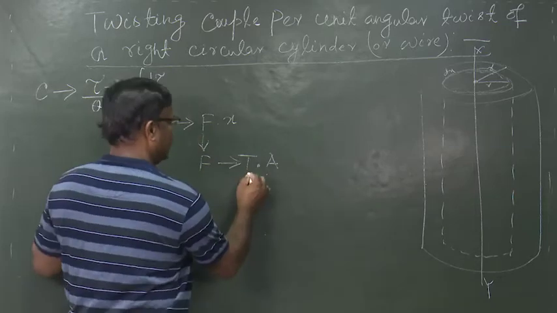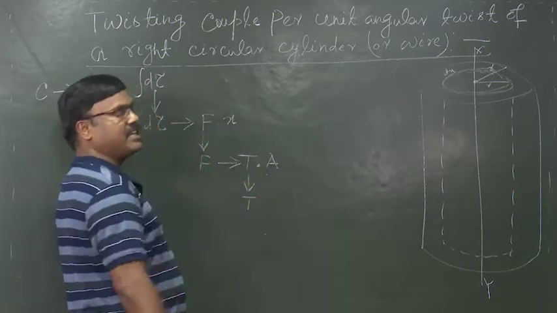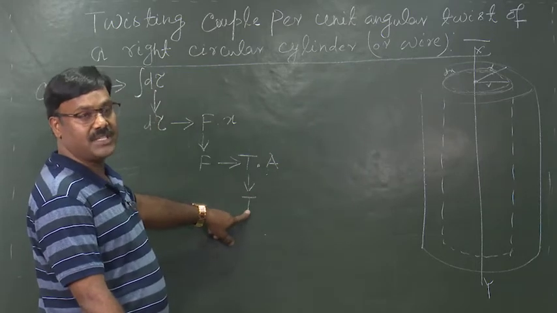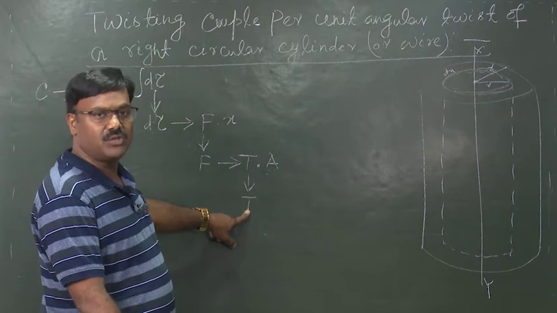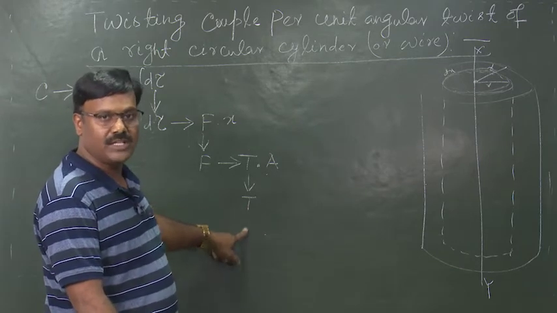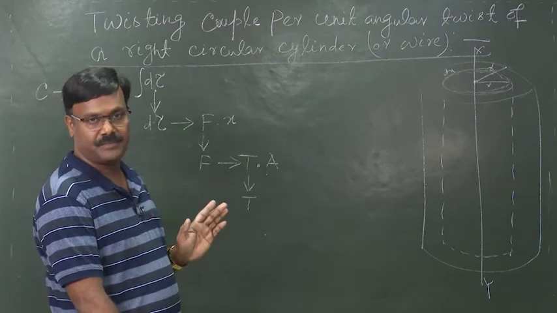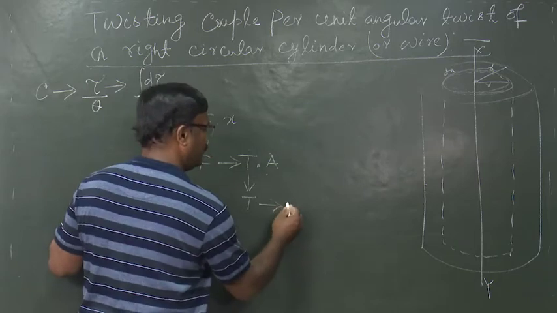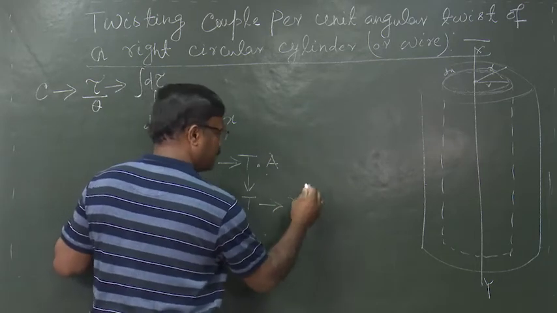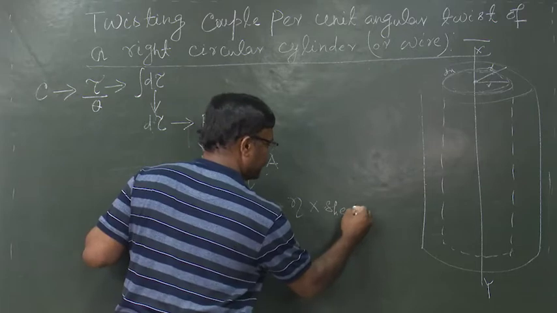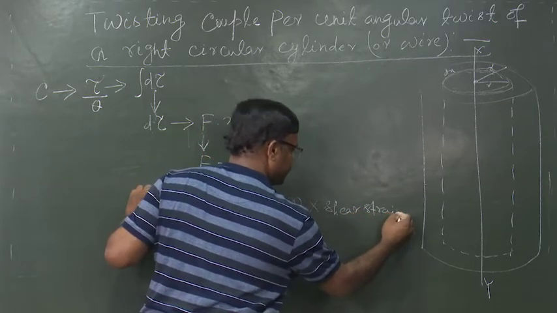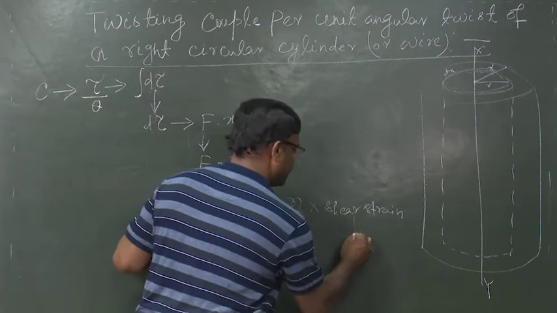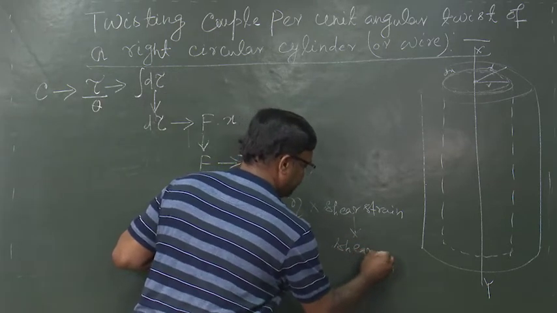To do this, now we have to find out the stress tau. Then what does stress mean? We know that rigidity modulus of elasticity is equal to stress by strain, and stress will be equal to rigidity modulus into shear strain. Okay. Now, we have to find out the shear strain first.